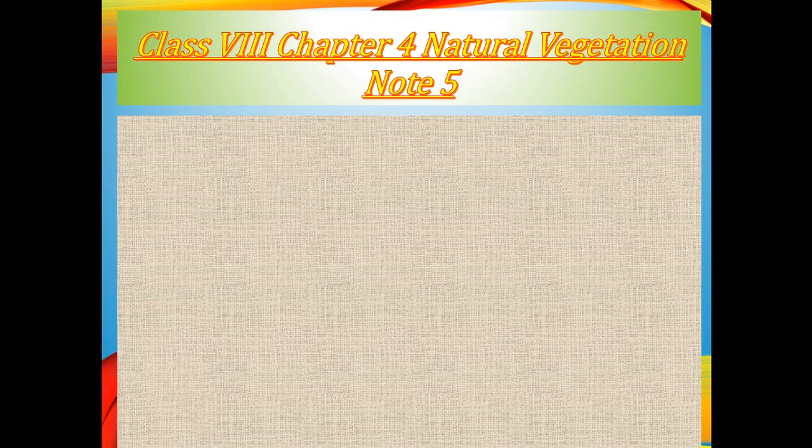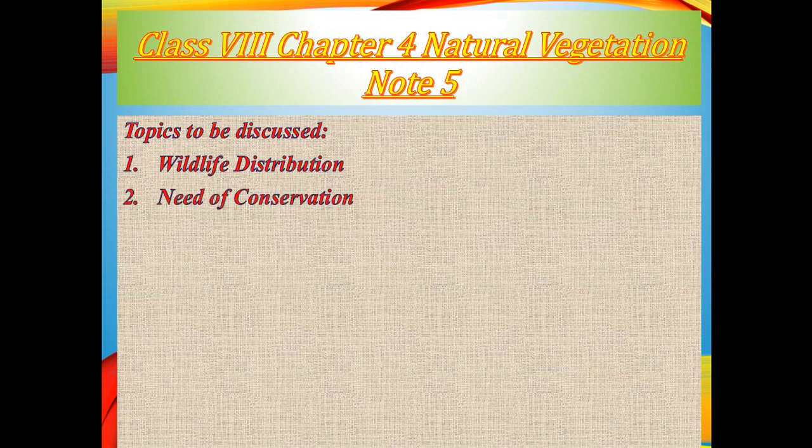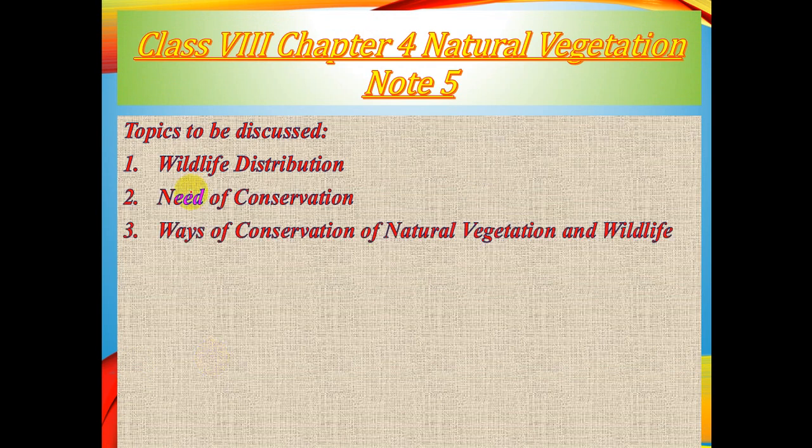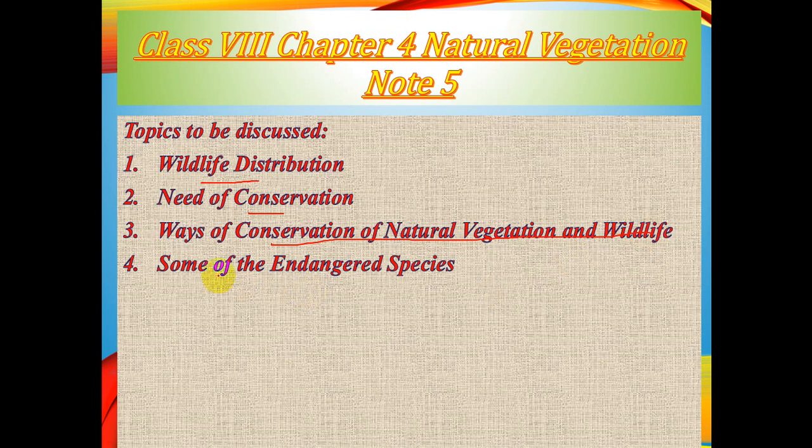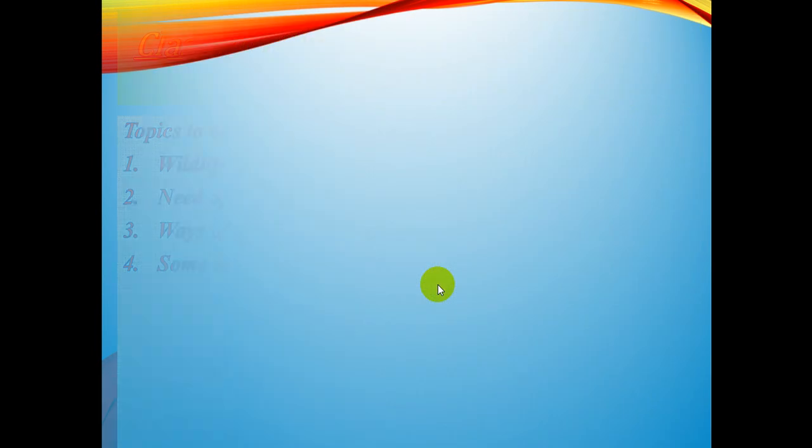This is my fifth class for the chapter number 4, Natural Vegetation. Till the previous class we discussed all the types of natural vegetation. Today we'll proceed to the wildlife distribution, why there is a need to conserve it, and what are the ways of conservation of natural vegetation and wildlife. So directly move to the next part of it, that is wildlife distribution.